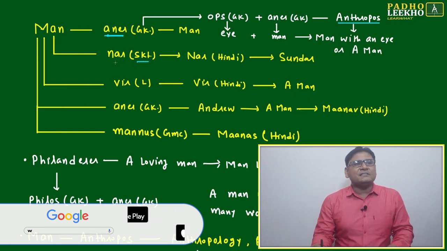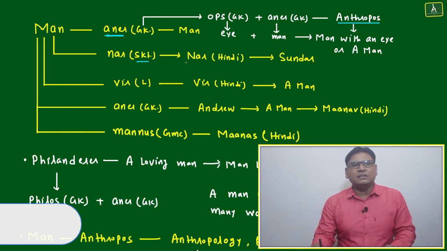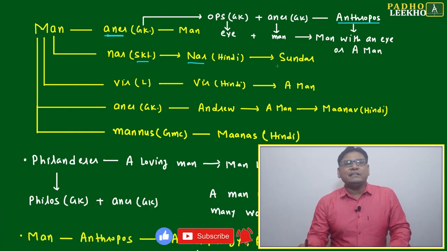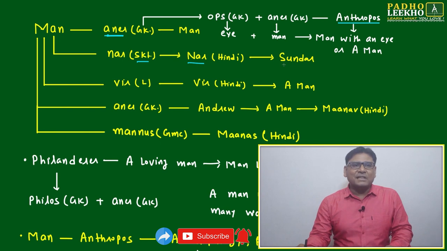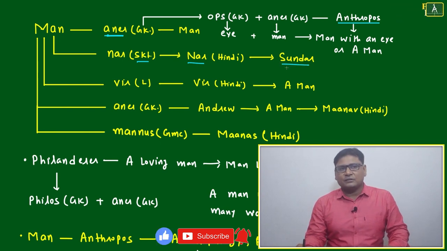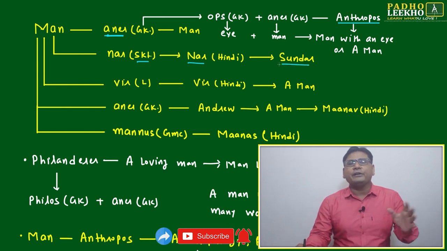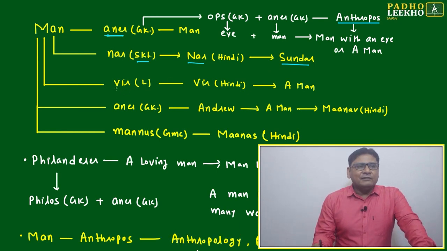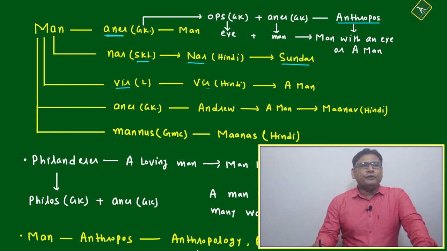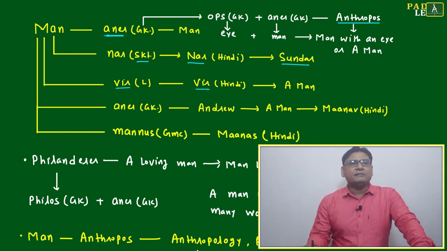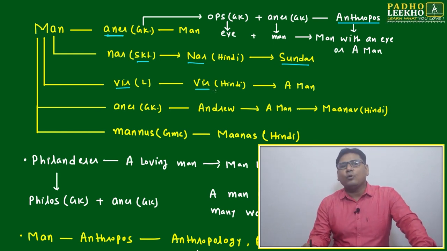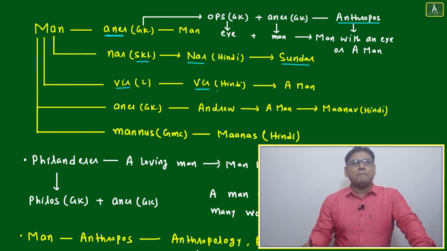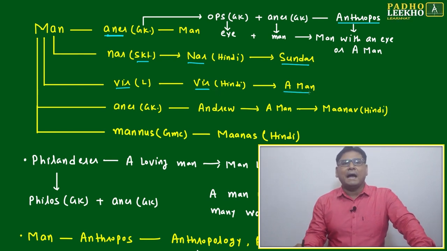Another Sanskrit word is nar. Still we are using nar or nara, in Hindi also we are using nar. Based on that only the word sundar has come. The nar who is very beautiful is sundar. Su means beautiful. Again, there is a Latin word, vir, and based on that, a Hindi word is also there. Like a brave person, a brave man, we call vir, a man.